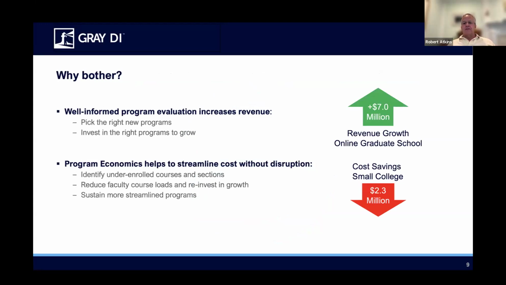The second benefit is cost savings. When you do this well, you can streamline, it really is at the course and section level, you can streamline academic operations and save money without having to upset the entire institution, without cutting your program portfolio radically. It's a much more scalpel-like reduction, unpleasant metaphor, but than you often see when people have to reduce cost.